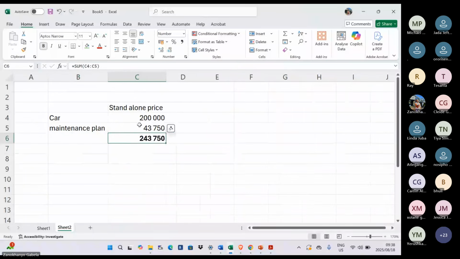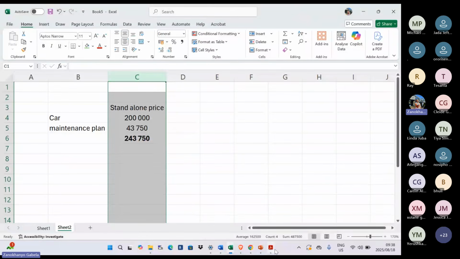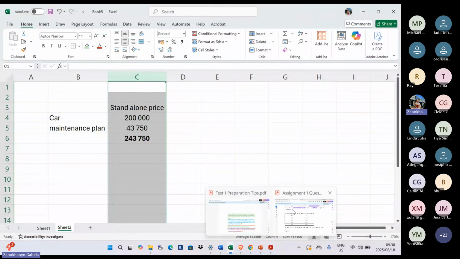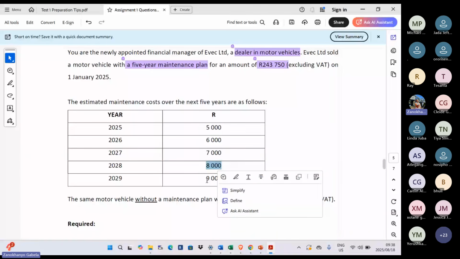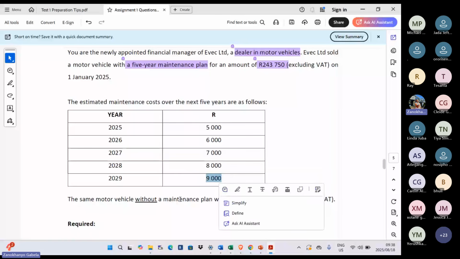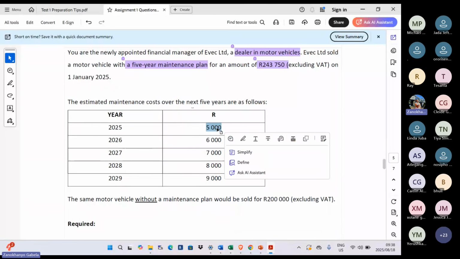Now, one thing that's interesting that I noted about this question is this table here, the estimated maintenance cost over the next 5 years. These are the estimated costs over the 5 years. So we have 5K plus 6K plus 7K plus 8K plus 9K, all of these leading up to 35,000. That means we're estimating the cost of 35,000. So in 2025, we're going to have to recognize the revenue in relation to this cost.